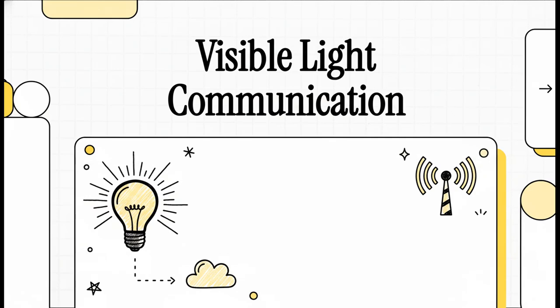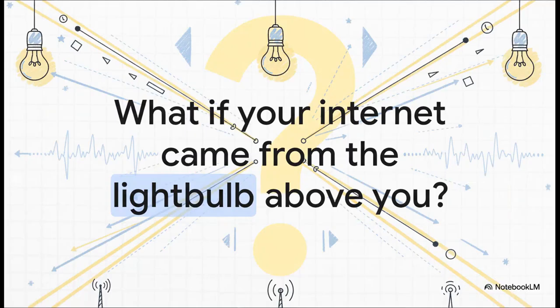Let's talk about something called visible light communication. What is it? Well, imagine getting your internet from a light bulb. It sounds a little wild, I know, but this is a real technology that could, quite literally, be hiding in plain sight. I mean, really think about that for a second. What if your internet connection wasn't coming from some router across the room, but from the actual lamp on your desk? It sounds like something straight out of a sci-fi movie, right?